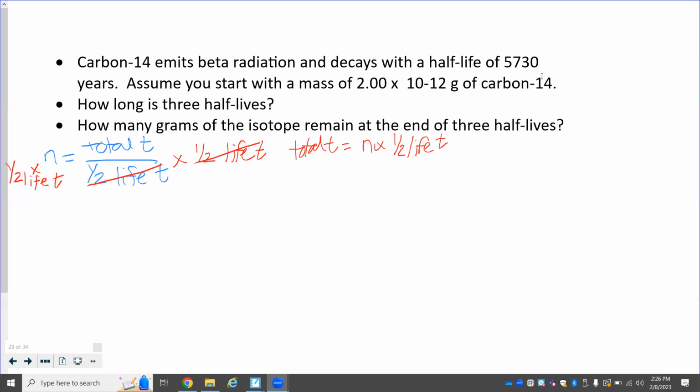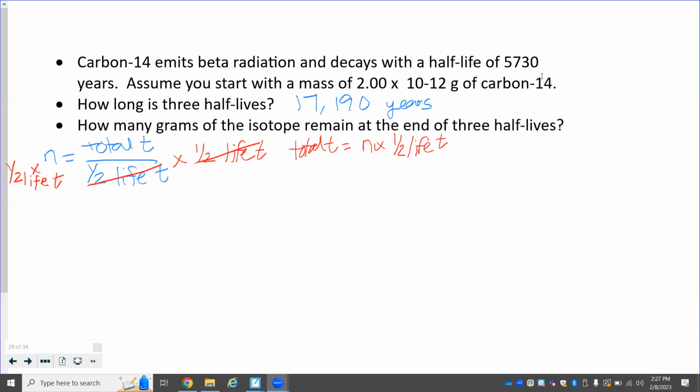So for the first question, 3 half-lives will take 17,190 years to complete. So that was a pretty simple, straightforward half-life question. The next part wants to know how many grams of the isotope remain at the end of those 3 half-lives. So this is where we can use that table.